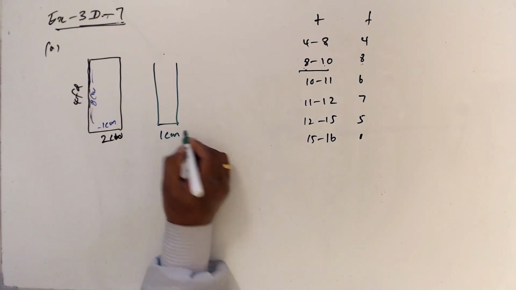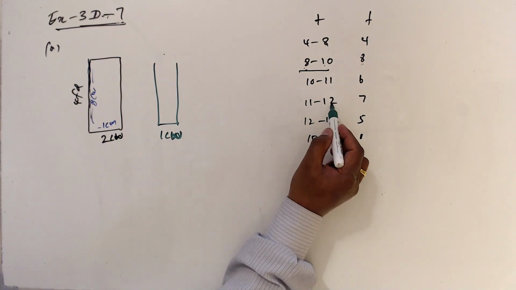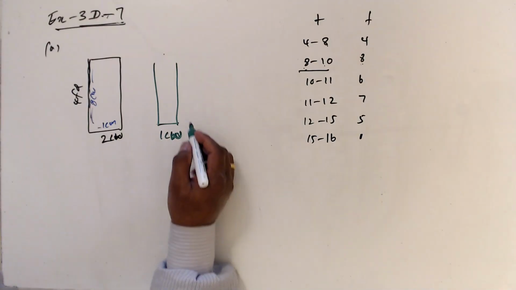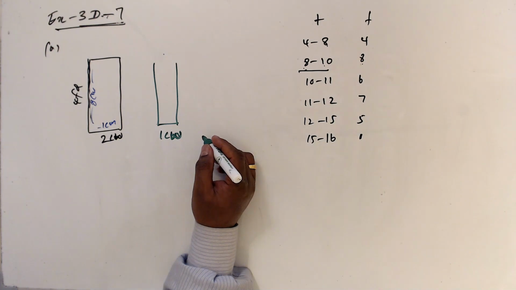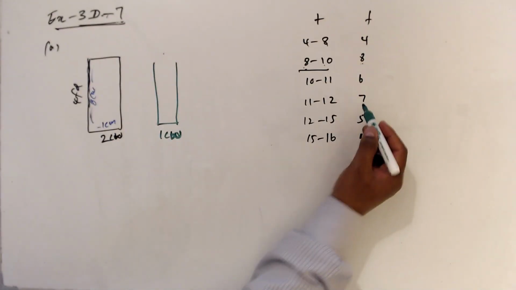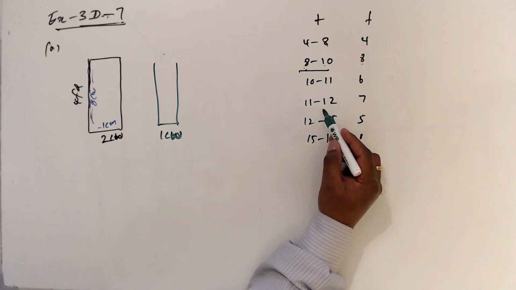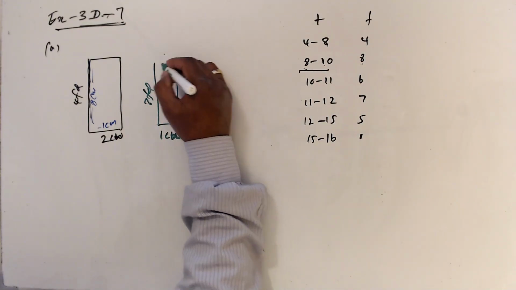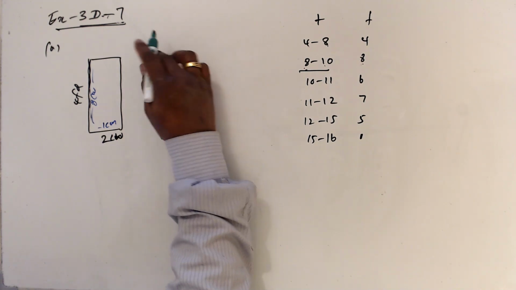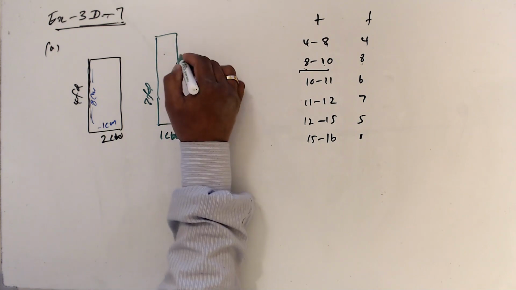Class width is 1, because 12 minus 11 is 1. And now I need the width density, so frequency divided by class width. So this is going to be 7 FD. So 4 FD. So this is going to be 7 FD.